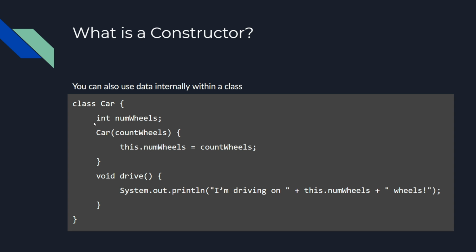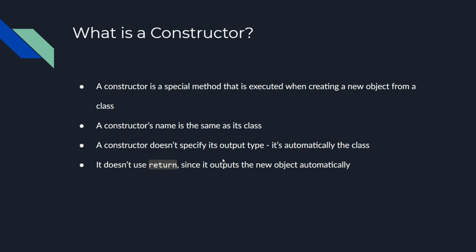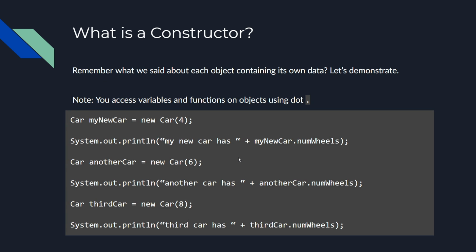Okay, so we have this constructor, right? This constructor takes in an input. We have this dot num wheels, right? Oh, perfect. So if I'm creating a new car variable, my new car is a variable of car data type, and I'm doing new to create a new object.